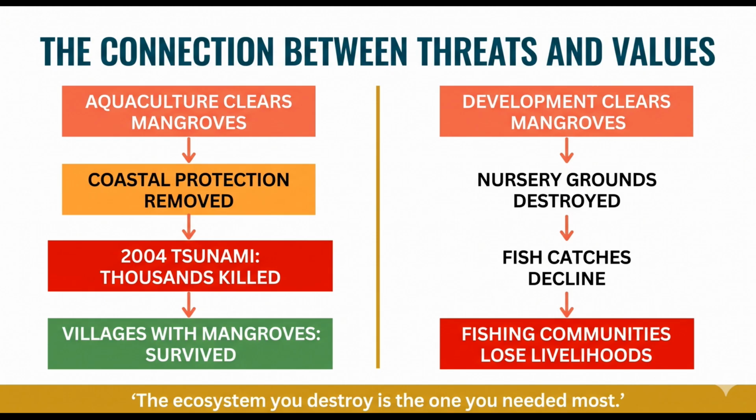Development clears mangroves. Nursery grounds are destroyed. Fish catches decline. Coastal fishing communities lose their food supply and income. In both cases, the ecosystem you destroyed is the one you needed most.